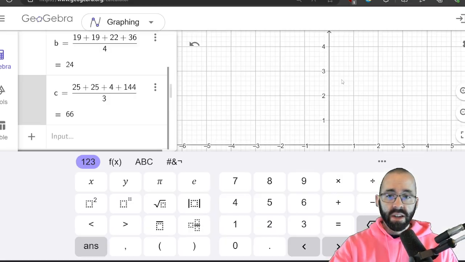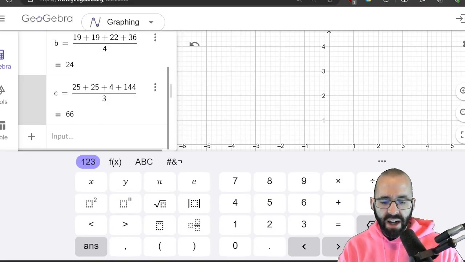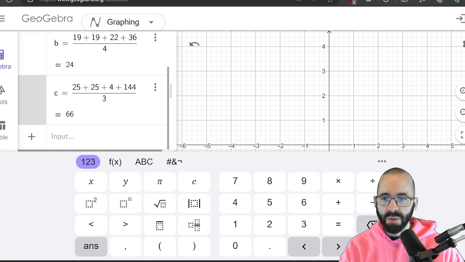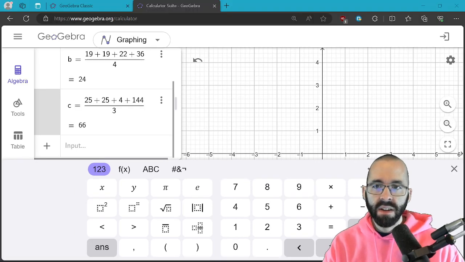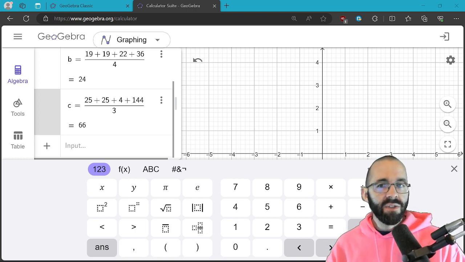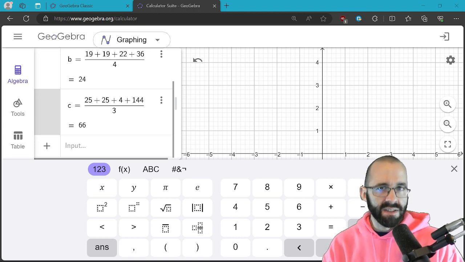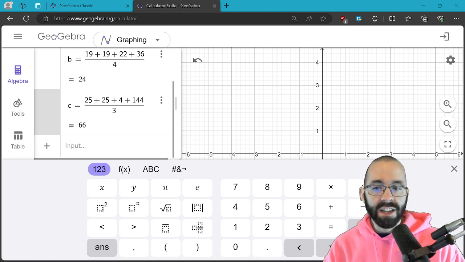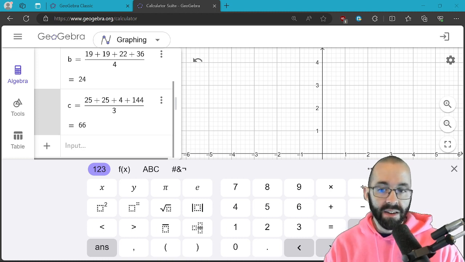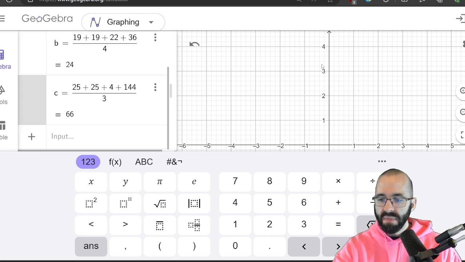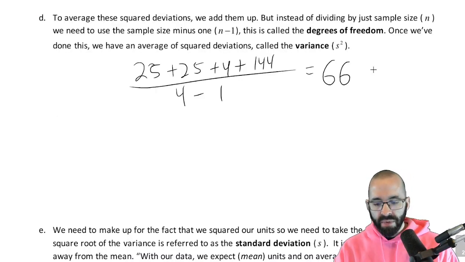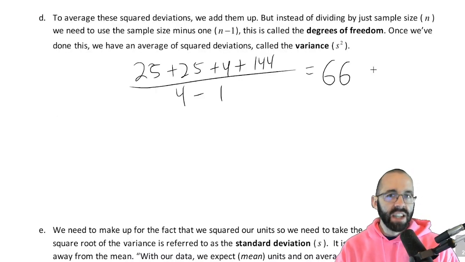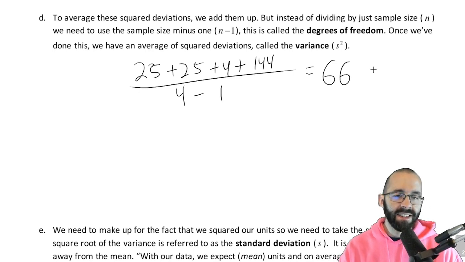You can use your phone as a calculator, but it's really good practice to use GeoGebra's calculator as well. So it could be a great opportunity to pause the video and actually do these calculations along with me. See if you're getting the same thing, see if you can get it to look the same way that mine's looking, and ask questions if you run into any issues. I would highly recommend doing that. Okay. So the average of the squared deviations is 66.